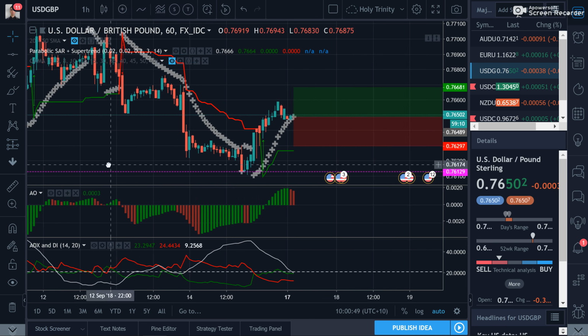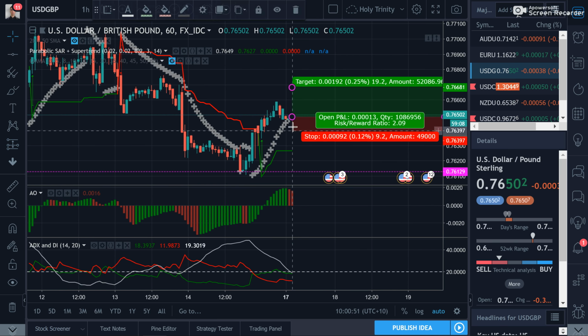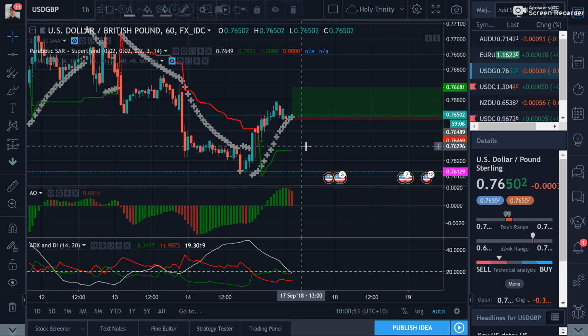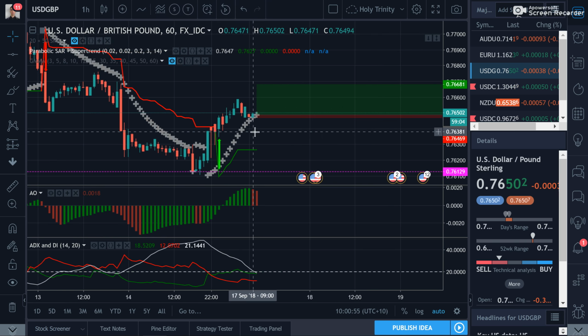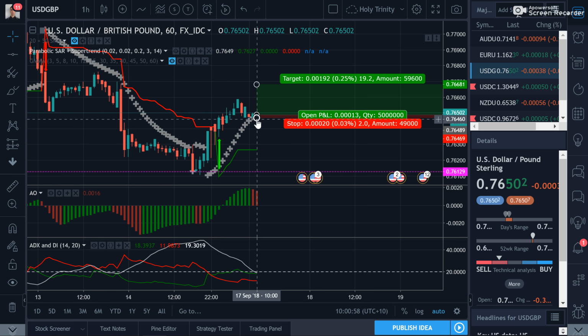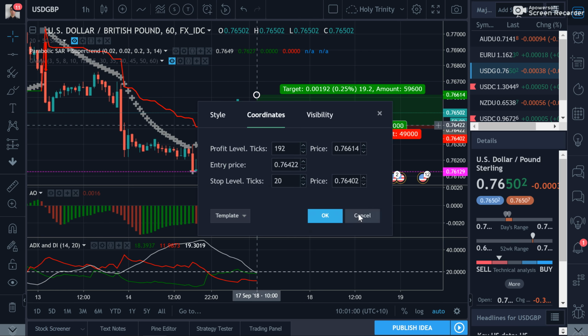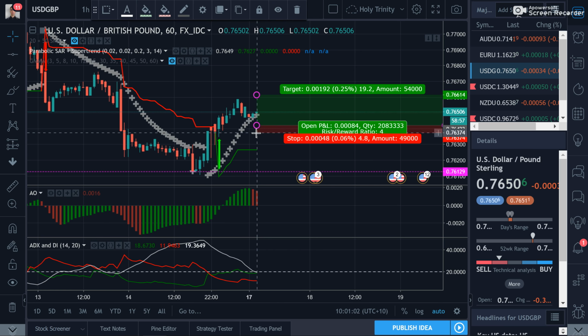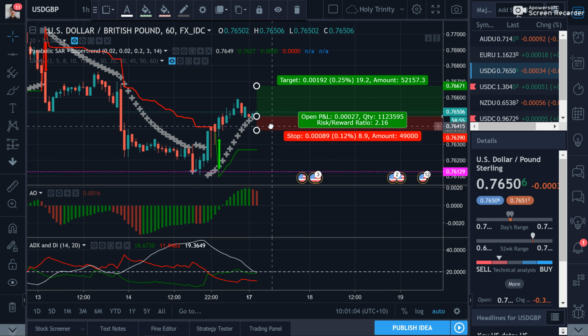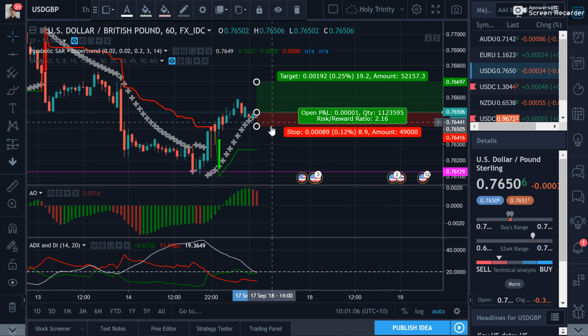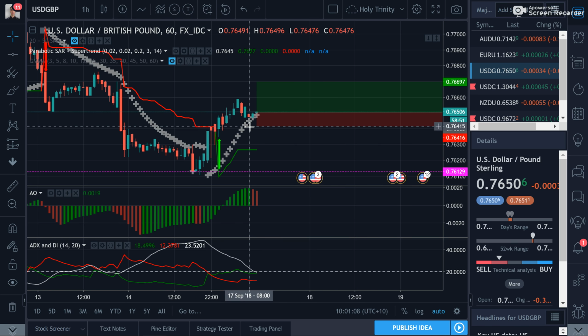So a long position would look like this. I would want to pull my stop loss at the low of the previous candle. That's probably a bit too close. I think this one. So buy at this rate, and I'd probably put it at the last red candle.